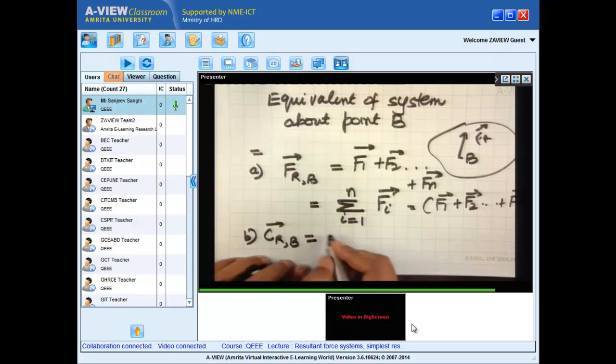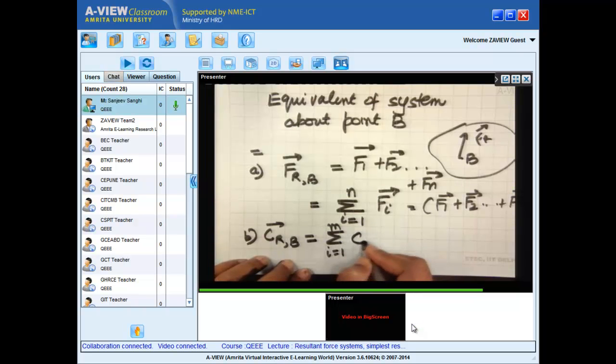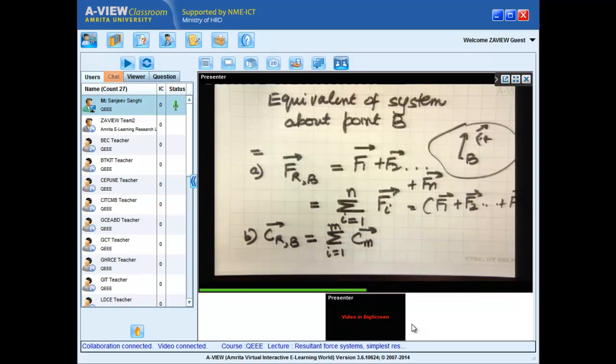Now this resultant couple at point B will consist of two parts. One is it will have a sum of all the couples. How will I write it in the summation notation? Sigma i going from 1 to m, couple Ci. So all the original couples which are acting on the system, in addition to the forces, will come as they are to the point B.